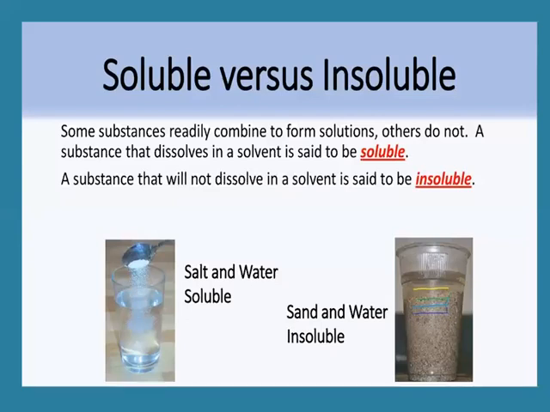Some substances readily combine to form a solution, whereas others do not. Substances which dissolve in a solvent are said to be soluble, whereas substances which do not dissolve in a solvent are said to be insoluble. Sand and water do not form a solution, as sand remains insoluble in water, whereas salt and water form a solution. Here, the salt completely dissolves in water and is soluble.